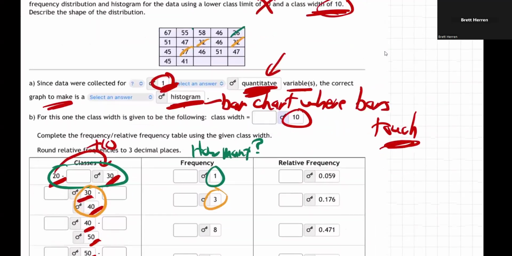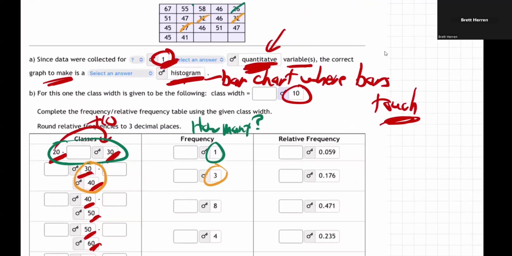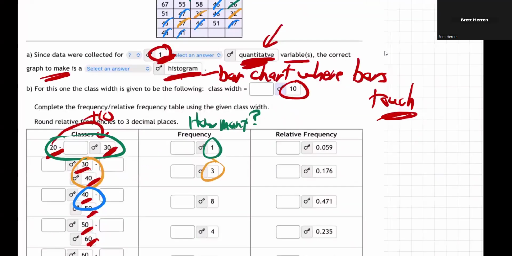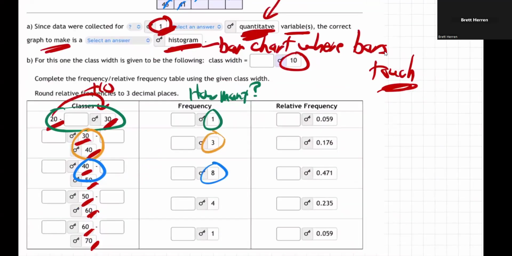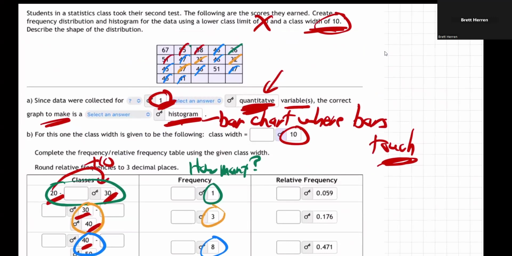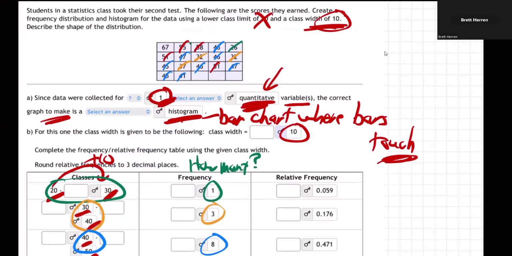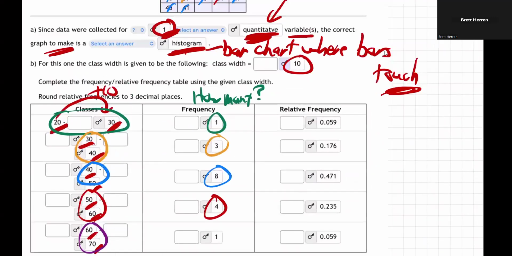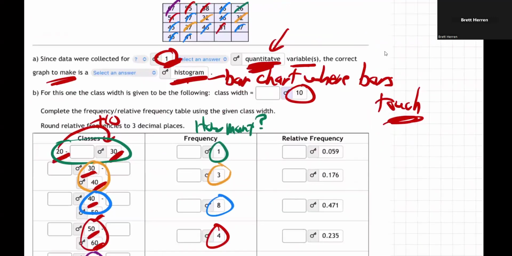Three. Great. How many got between 40 and 50, like in the 40s? One, two, three, four, five, six, seven, eight in the 40s. Yeah, eight. That's right. Okay, keep going. How many got between 50 and 60, like in the 50s? One, two, three, four. Sure enough, four. And finally, how many between 60 and 70? That one right there, one.